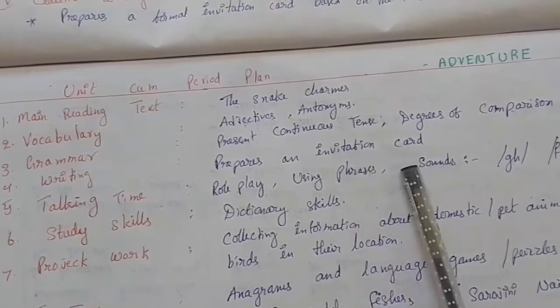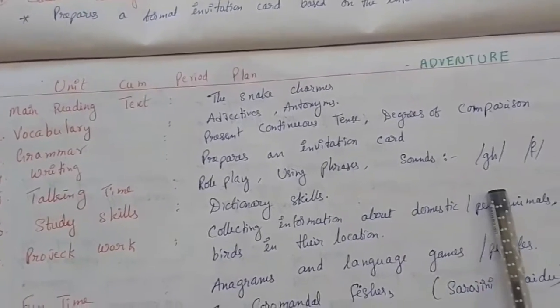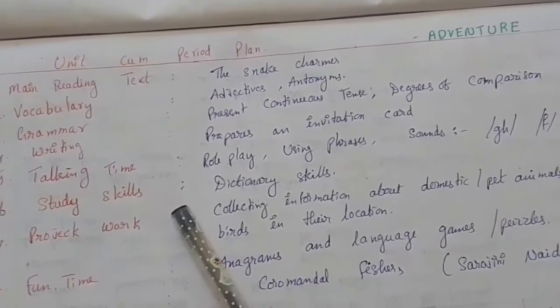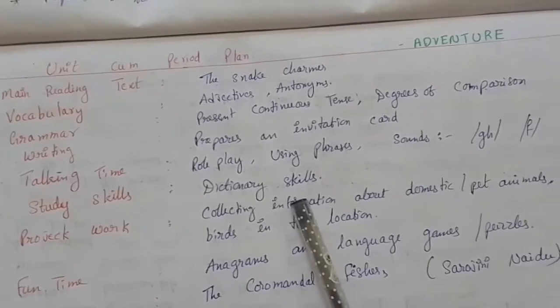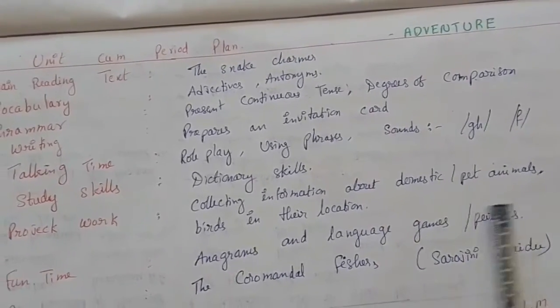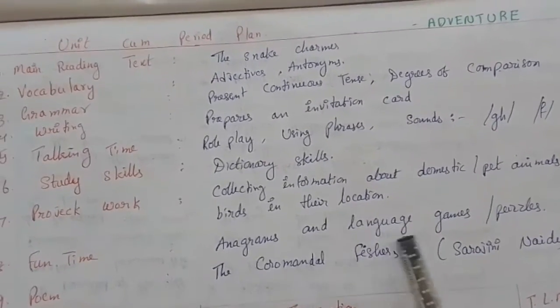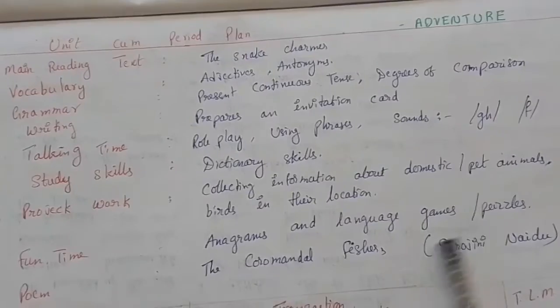Writing: prepares an invitation card. Talking time: role play using phrases and sounds for GH and F. Next, study skills: it's dictionary skills. Project work: collecting information about domestic and pet animals and birds in their location. And fun time: anagrams, language games and puzzles we have in the textbook.